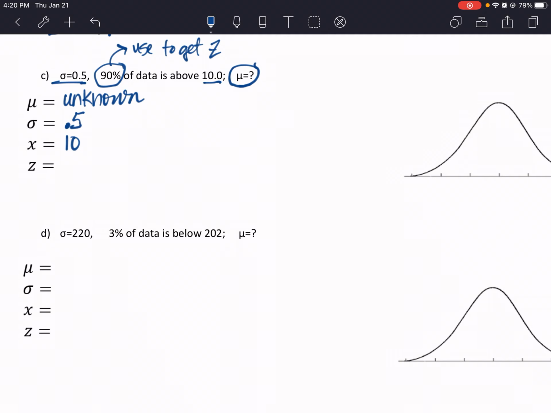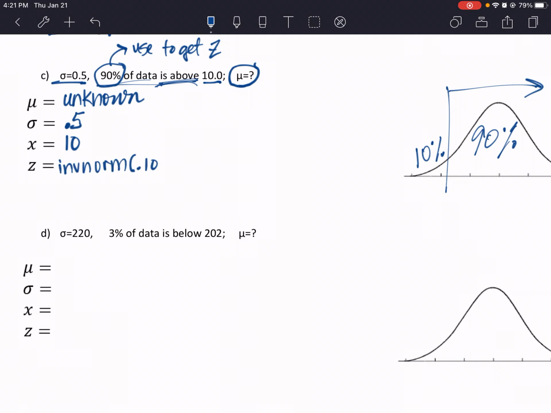So it says 90% of the data is above. That's the top part. So that means 90% of the data is above. So what is the area below? 10%. So to get this z-score, I'm going to use inverse norm of the area below, which is the z at that spot. So that z-score at that spot is negative 1.28. All right, so there I have it.